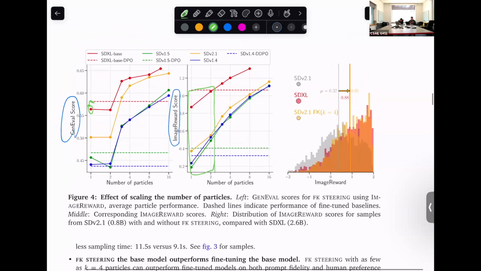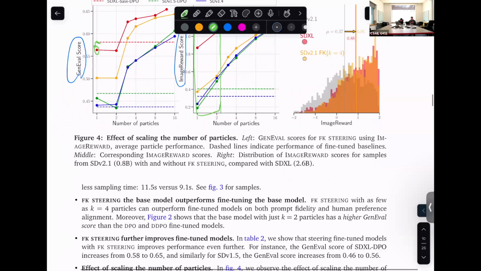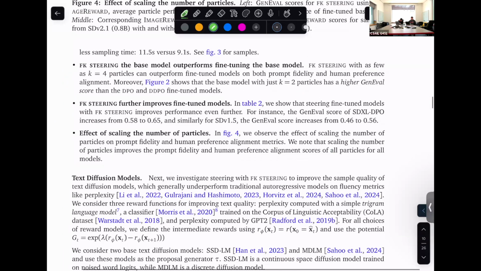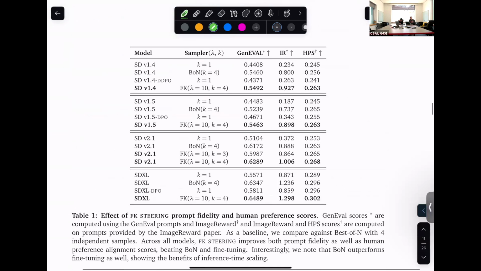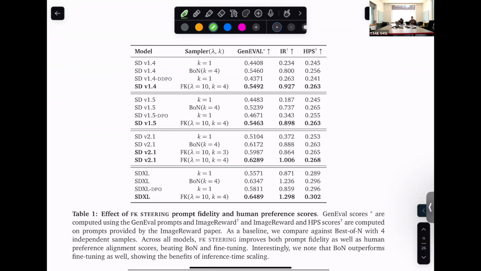Anyway, I guess this plot does not say anything new. This is the same picture, effectively, right? I think this is just scaling the number of particles, and then they do a similar thing with these text diffusion models. Oh, they compare to best-of-N here. That's new. Yeah. Okay, let's get into that. Right. So for each of these models, this is images. These are images too. They compare.